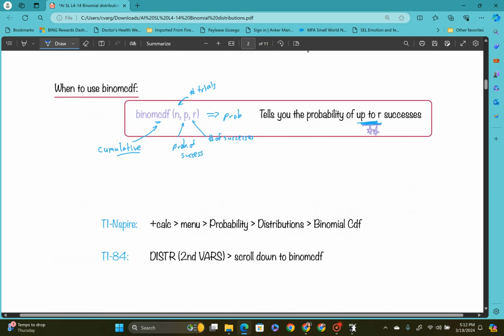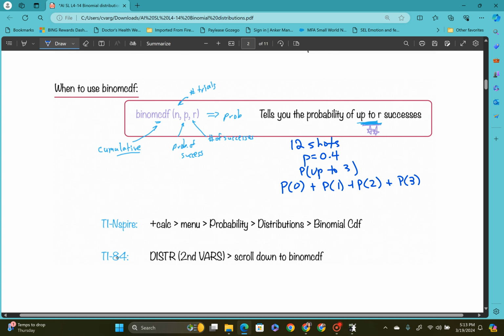Now, when do you use binom CDF? Any other time, right? So for example, if we said that Miguel, same situation, right? There are 12 shots that Miguel takes. Probability of success is still 0.4, but we want to find out the probability of getting up to 3, right? Up to 3. So that means the probability of 0 shots plus the probability of 1 plus the probability of 2 plus the probability of 3, because up to means up to and including.